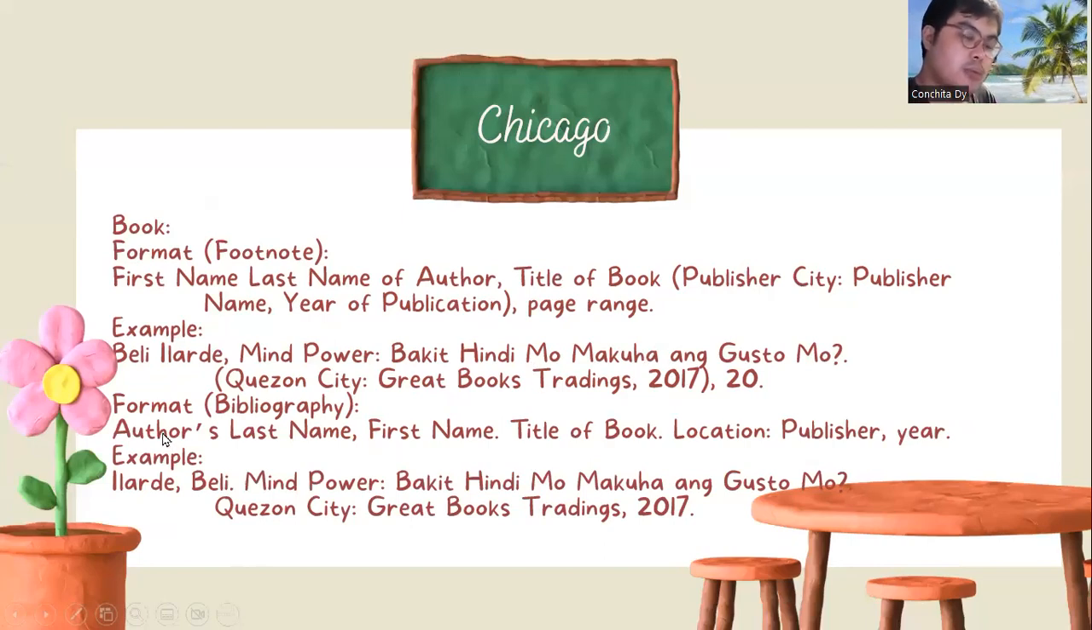Then here in the bibliography, hindi na kailangan yung sa page number. So here's the author's last name, the first name, the title of the book, then the location, then the publisher, then the year. That's the format of the Chicago manual style. When we say MLA, it's Modern Language Association. When we say APA, it is American Psychological Association.